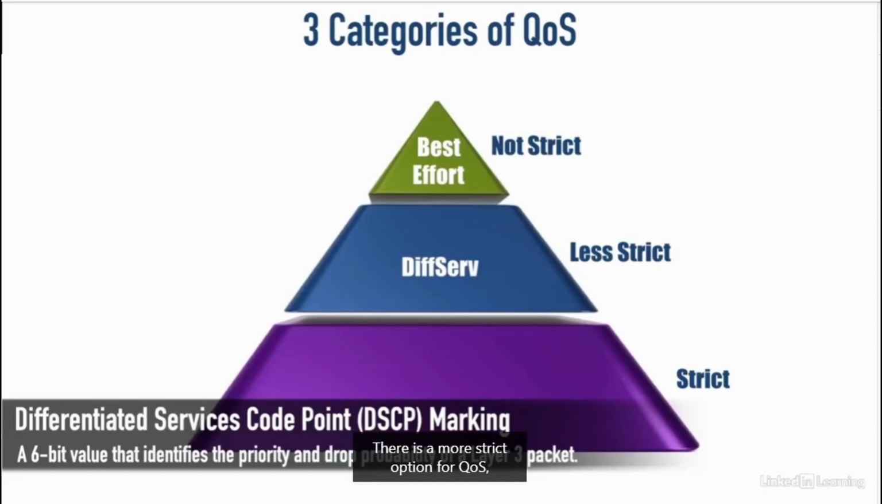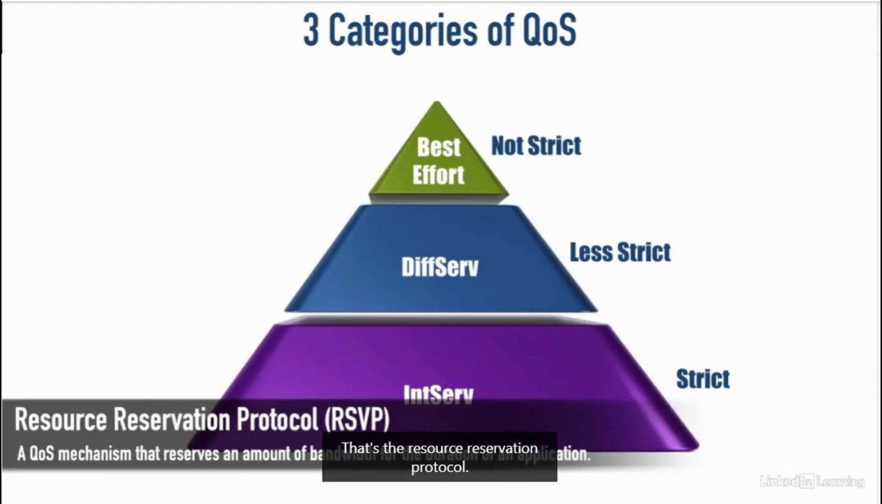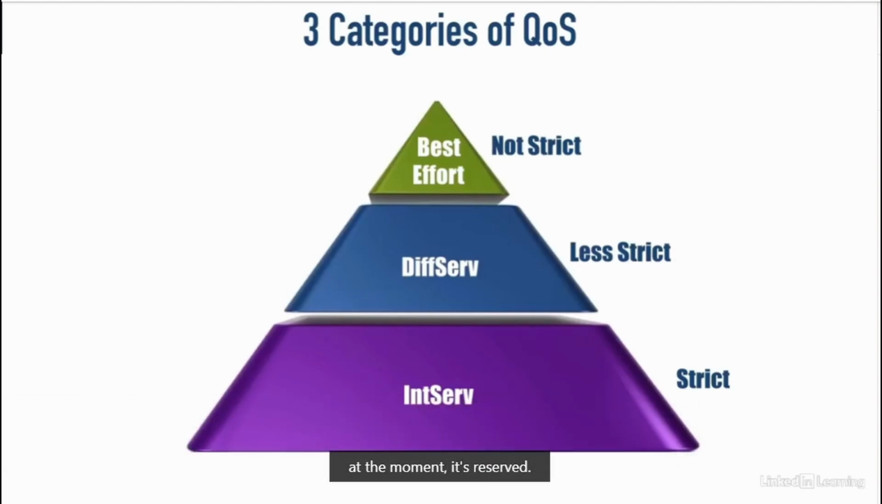There is a more strict option for QoS, and that's called IntServ, which is short for Integrated Services. The mechanism I want you to know here is RSVP. That's the Resource Reservation Protocol. It can make a hard and fast reservation for an application. It can say that during this application, nobody else is allowed to use this bandwidth. Even if this application doesn't need it at the moment, it's reserved. And until that application stops and gives that reserved bandwidth back to the bandwidth pool, nobody else can use it.